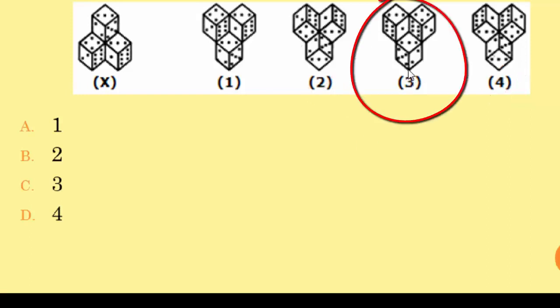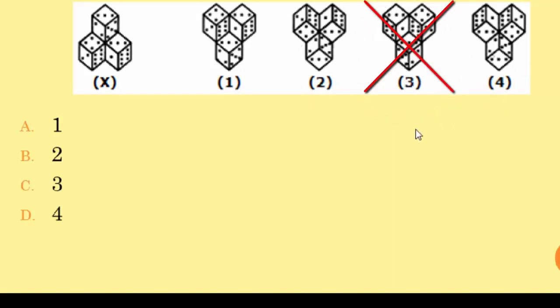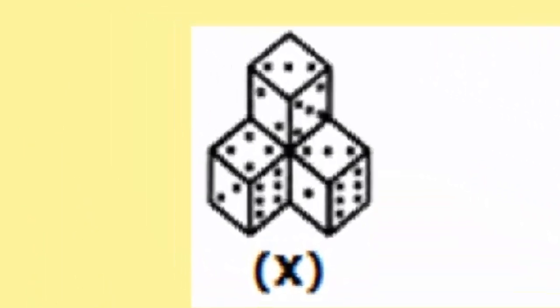And in option 3 also, 2 and 5 are at the bottom and not 3. So I can eliminate 3. So using this clue, the number 3, which is on top, which should logically come at the bottom, I have been able to eliminate options 1 and 3 then and there. I have not even checked for any other clues. Then let's check for 2 and 5.